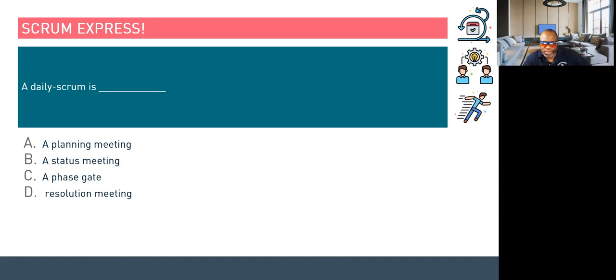A daily scrum is what? Choose the best option. 3, 2, and 1. Very good. We definitely do not want to choose what it is not, right? It is not a status meeting, it's not a phase gate, and it's not a resolution meeting. We should resolve stuff outside of the daily scrum. So it's more of a planning meeting. Brilliant. You folks are doing really well.